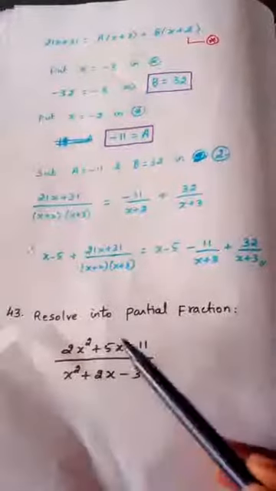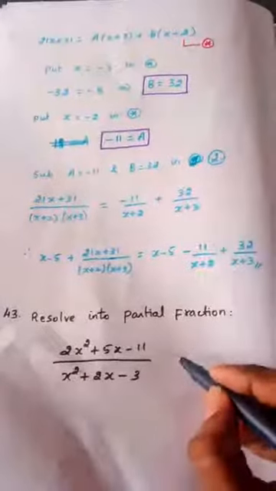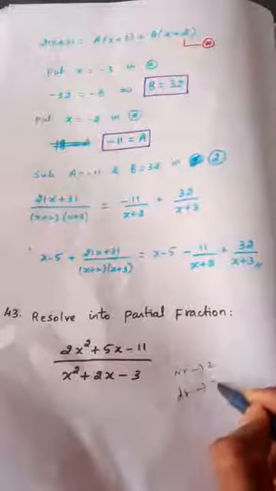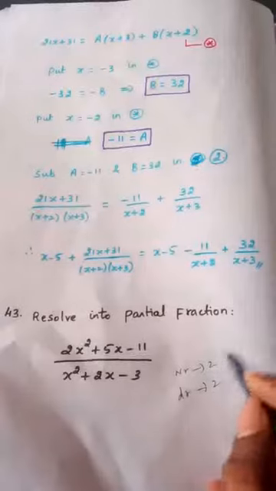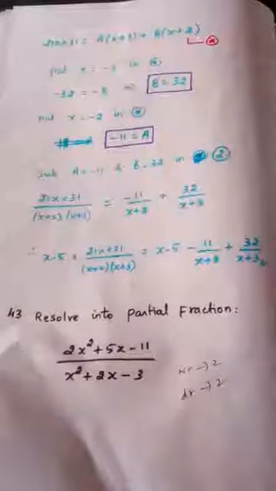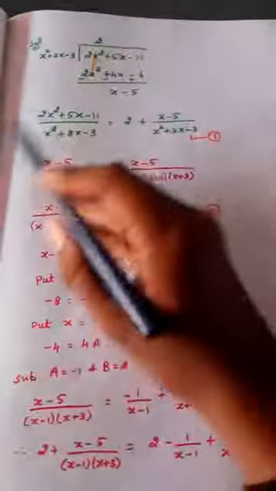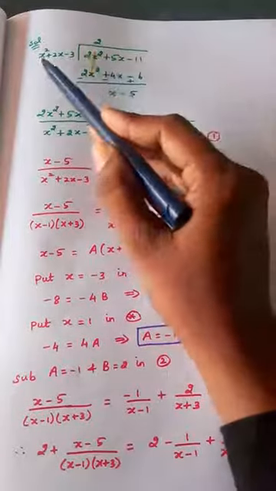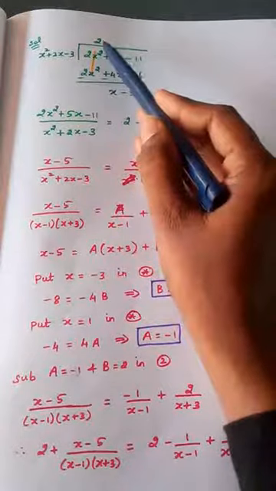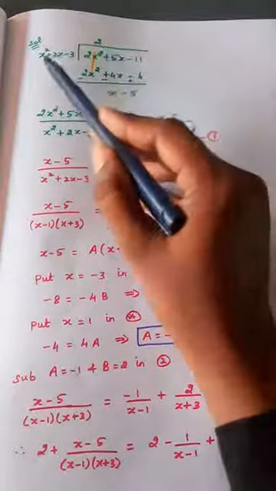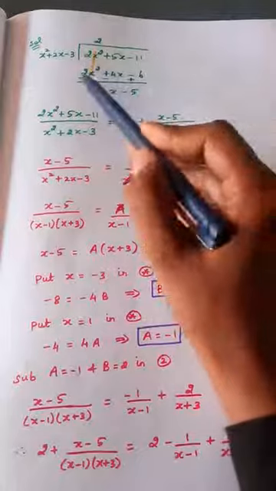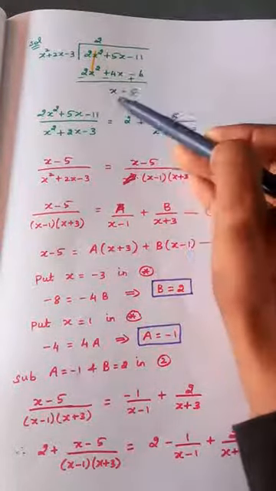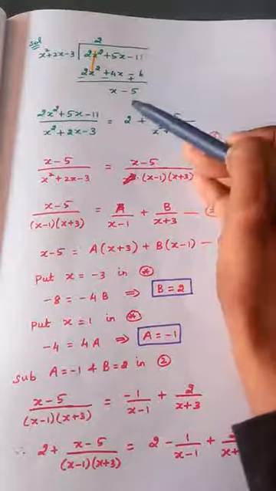Resolve into partial fractions. See this. What is the degree of numerator? Numerator degree is 2. Denominator degree is also 2. If they are equal, we should divide and do. Right? So the division is given here. Since 2x square is present and x square is present, 2 is absent, I am using 2 here. With this 2, multiply all the 3 terms and write here. Change the symbol so that this gets cancelled. 5x minus 4x is x, minus 11 plus 6 is minus 5.